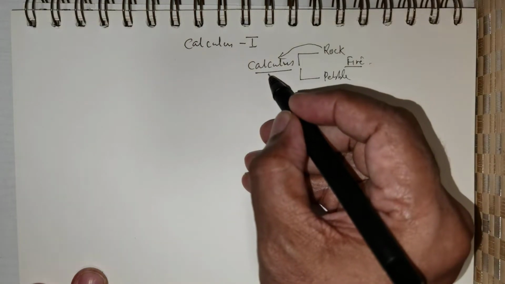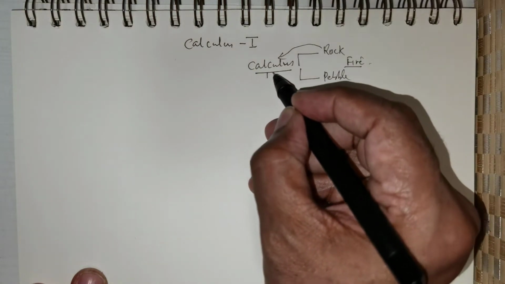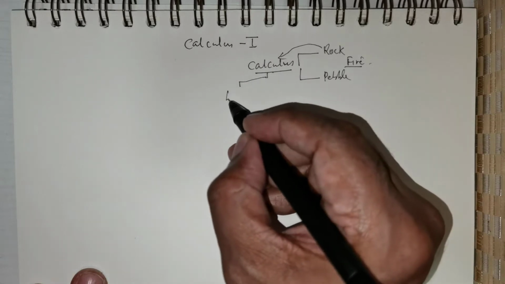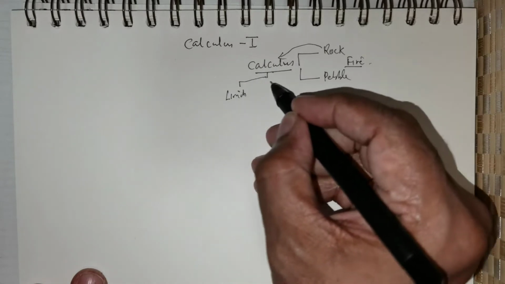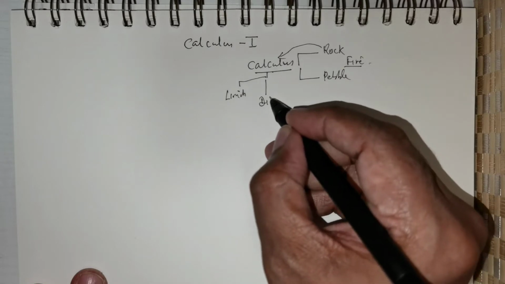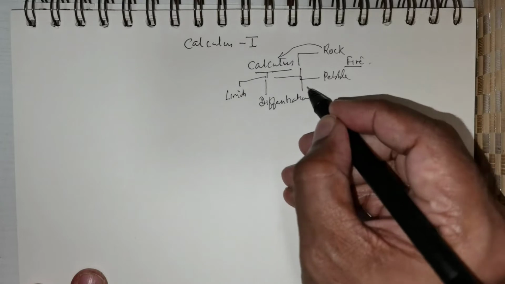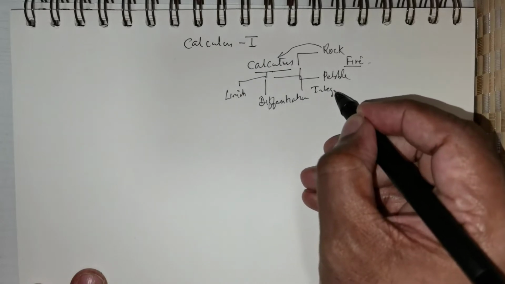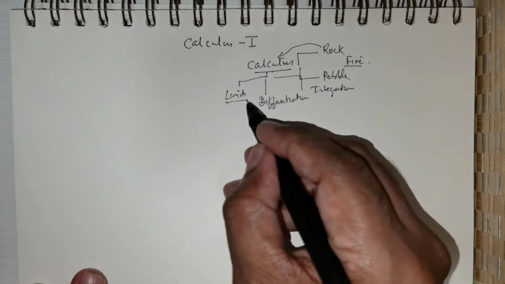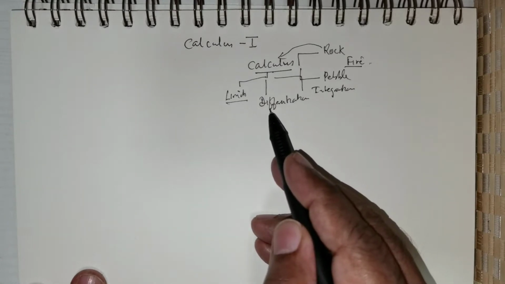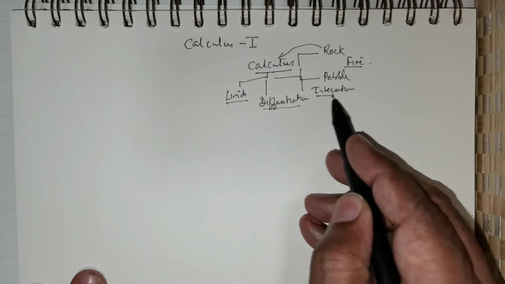Having mentioned this, it is important for us to know the branches of calculus. There are actually three branches in calculus. The first one is called limits, the second one is called differentiation, and the third one is called integration. Now we would start off with limits and then move on to studying differentiation and then integration.